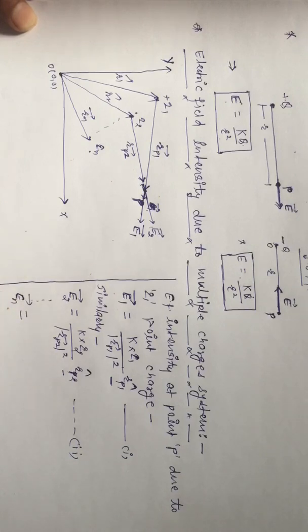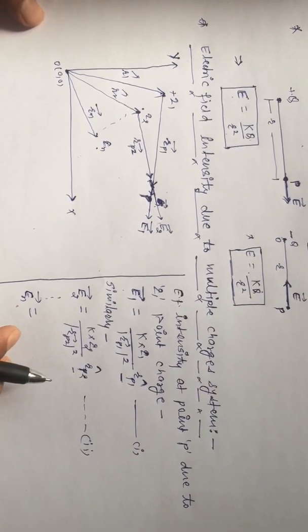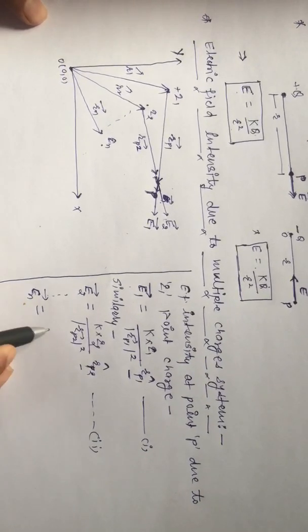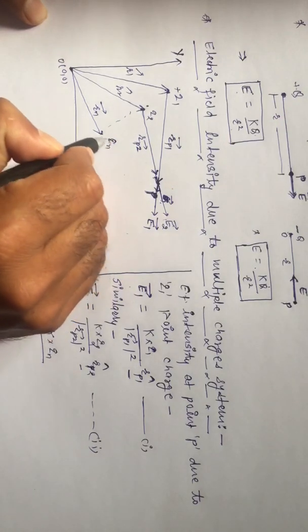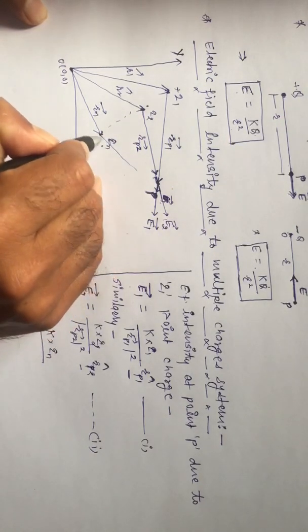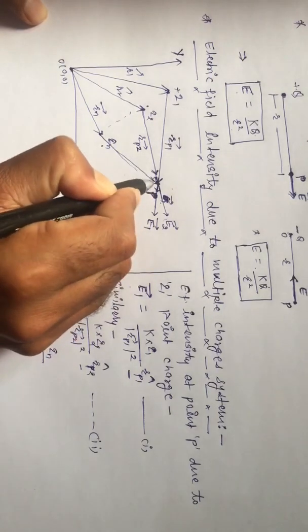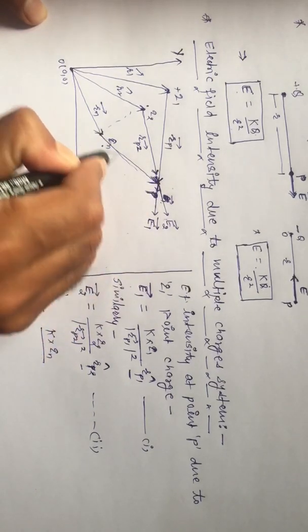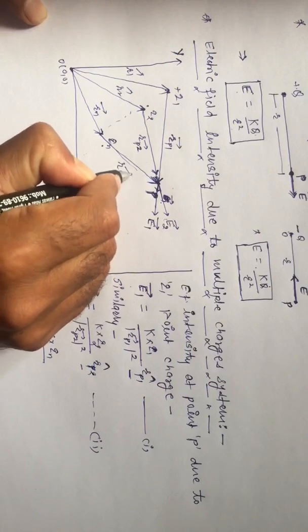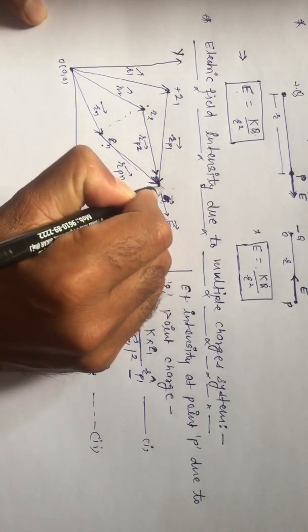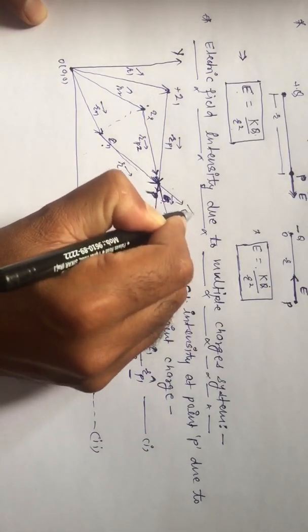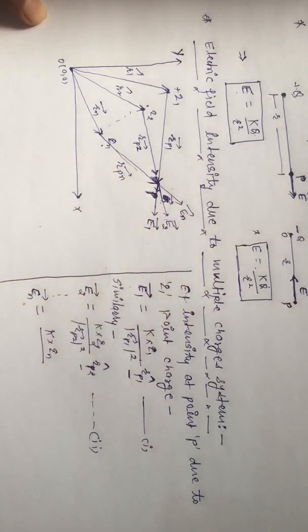The En vector will equal, according to the formula, what is the intensity? En vector will equal K Qn upon the position vector of point P with respect to this Qn point charge, Rpn vector, and the intensity will be in this direction, that is the En vector. Clear? K Qn upon the Rpn vector's magnitude square.